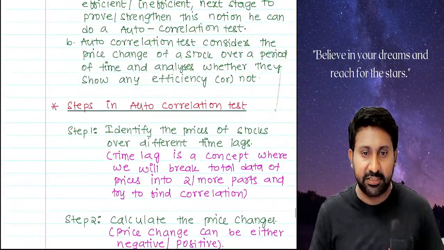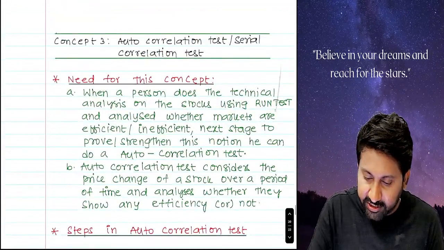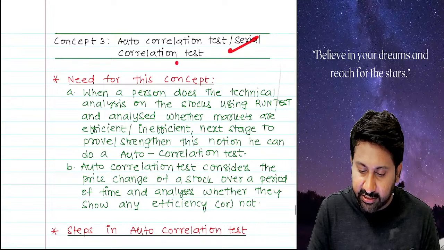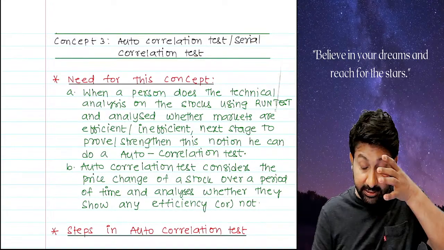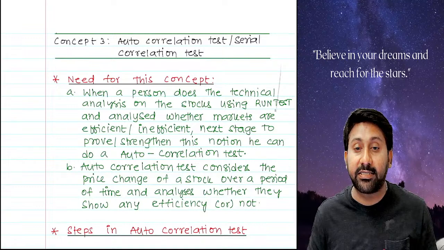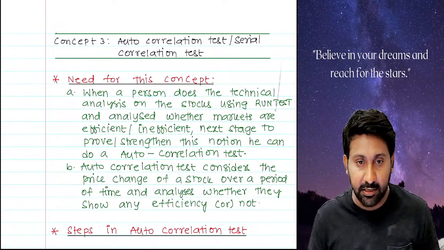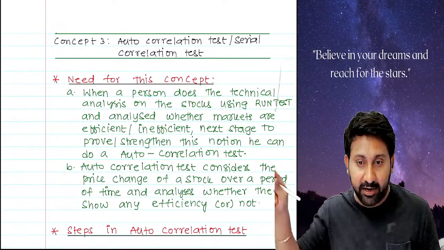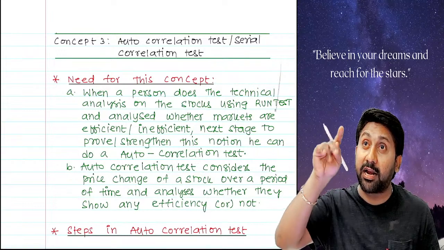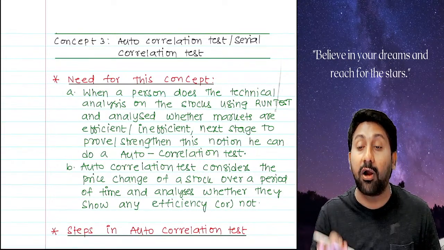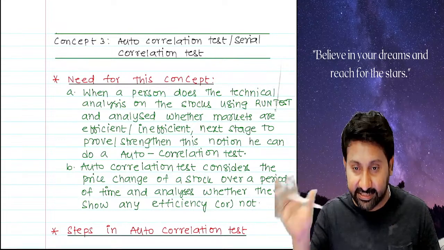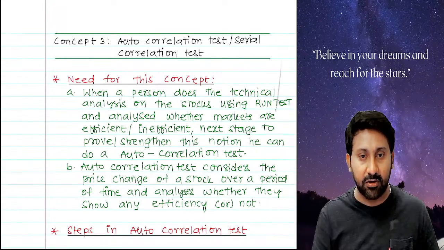First, what is this autocorrelation test? Autocorrelation test or serial correlation test. What is this particular idea? Let me explain. Markets can be predicted in two ways. Using the charts, you can predict. Using the efficient market hypothesis, you can predict. There is another way called the autocorrelation test. What does it mean?